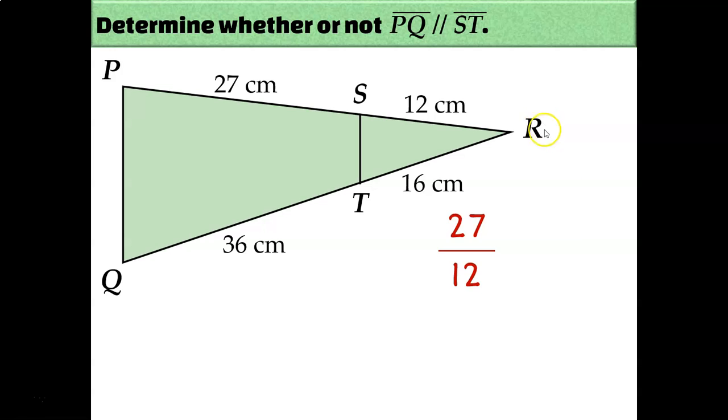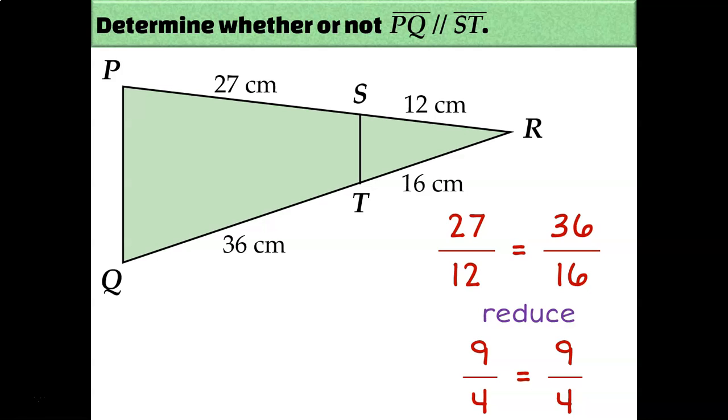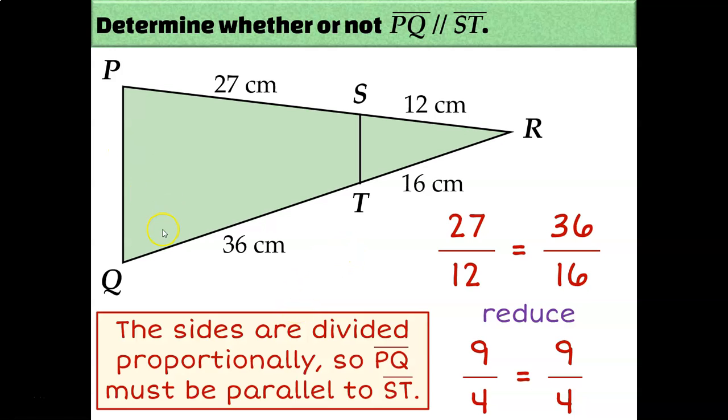That's the way that side PR was divided. And set that equal to 36 over 16. That's the way that segment QR was divided. Then we can reduce each of those fractions. 27 and 12 are both divisible by 3, so I get 9/4. And 36 and 16 are both divisible by 4, so again I get 9/4. Since I got the same ratio when I reduced my side lengths, I can tell that side PQ must be parallel to line ST by the Triangle Proportionality Converse.